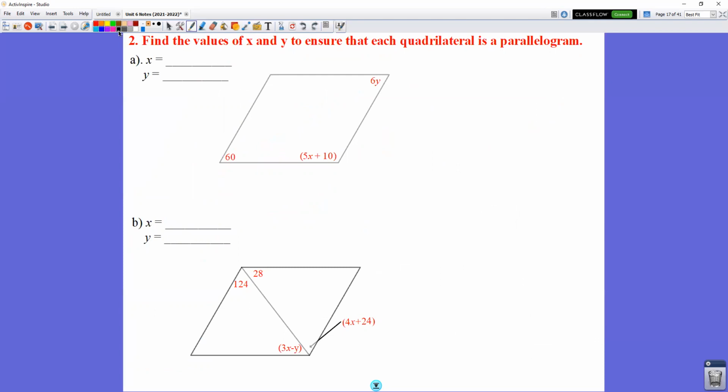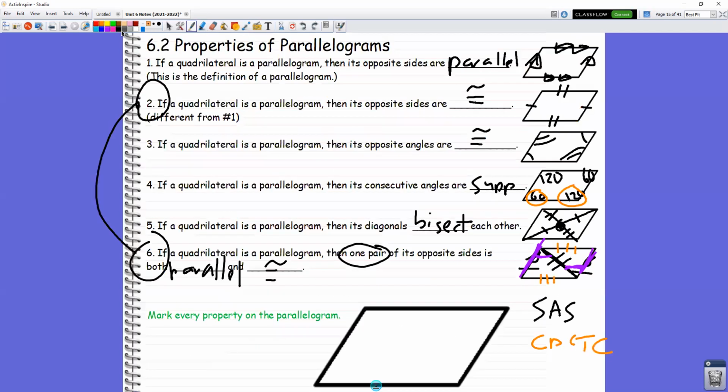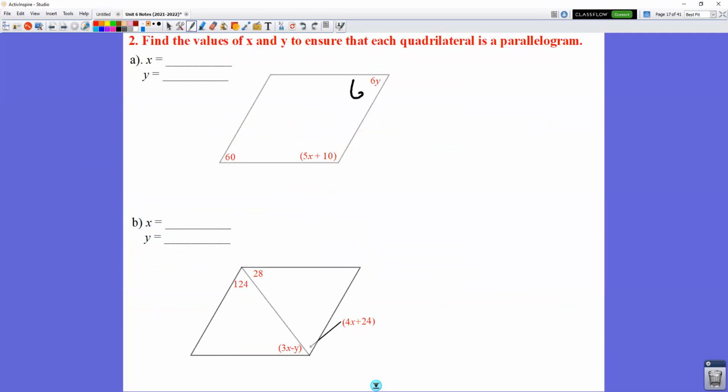And so for problem 2A, these are angles given to us. 60, 6y, and 5x plus 10 are angles. And so that means we're going to use properties 3 and 4 to help us answer the question. If you need to, you can go back to your notes. Property 3 says the opposite angles are congruent. So if we apply that, we can put a 60 where the 6y is because it's an opposite angle with the 60 down here. Now we can use property 4 of our notes that says the consecutive angles are supplementary. So that means we could put a 120 into the other angles.